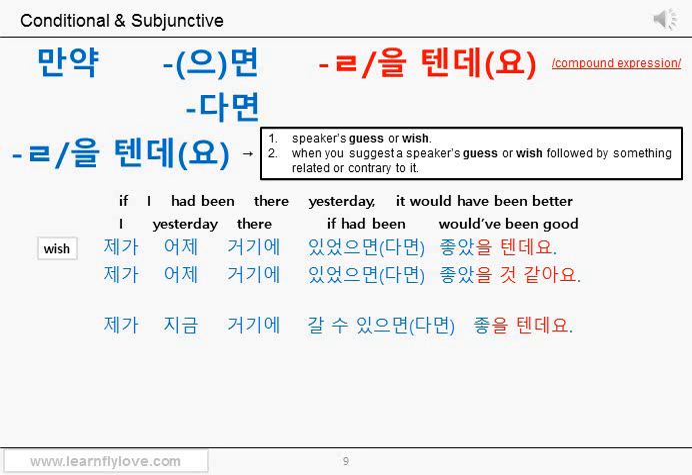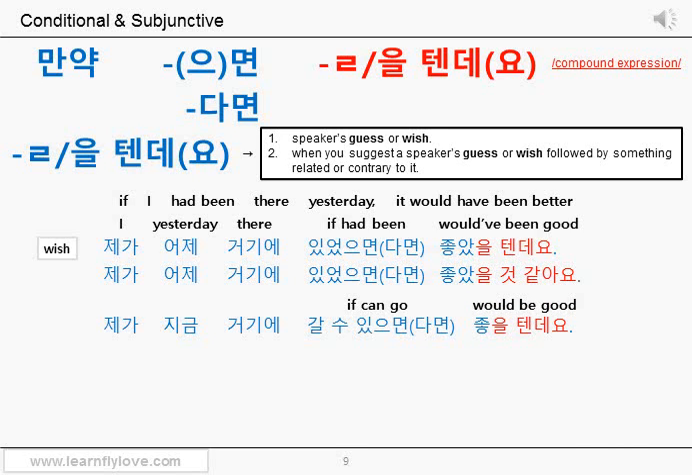제가, I, 지금, now, 거기에, there, 갈 수 있으면, can go, the stem 가 and the compound expression with an assistant predicate 을 수 있다, which means can is added. Of course, the suffix 다 is not shown because we still need to add a connective ending 으면 or 다면. 갈 수 있으면 or 갈 수 있다면 if can go. 좋을 텐데요. would be good.